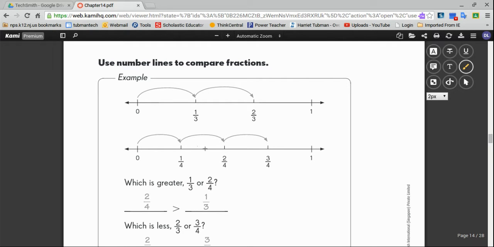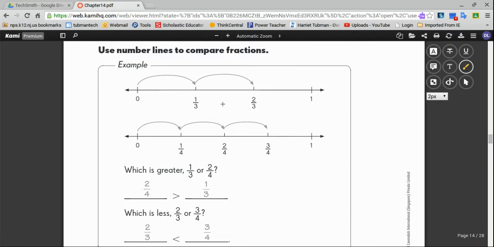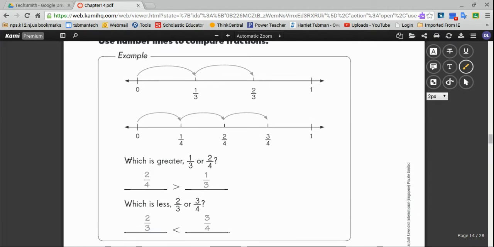This is page 104. Use number lines to compare fractions. So let's look at our first example. It says, which is greater, 1/3 or 2/4? So 1/3 is over here, 2/4 is over here at this line. And as you can see on the number line, 2/4 is greater than 1/3. So 2/4 is greater than 1/3.